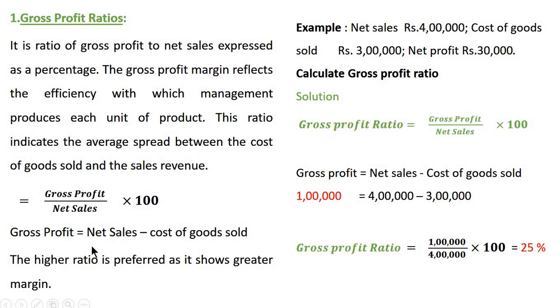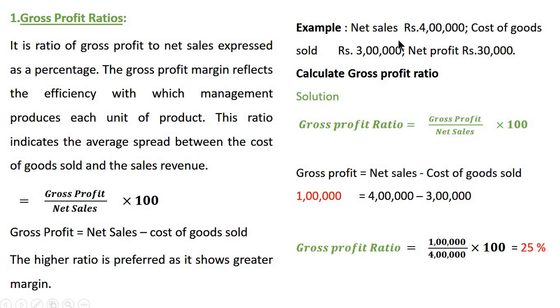So we can understand this gross profit ratio better with an example. Here in the example, net sales is 4 lakh rupees and cost of goods sold is 3 lakh rupees. And net profit is 30,000 rupees, and we are asked to calculate the gross profit ratio. For the calculation of the gross profit ratio, the formula is gross profit divided by net sales and multiplied by 100. Here in the example, the gross profit figure is not given.